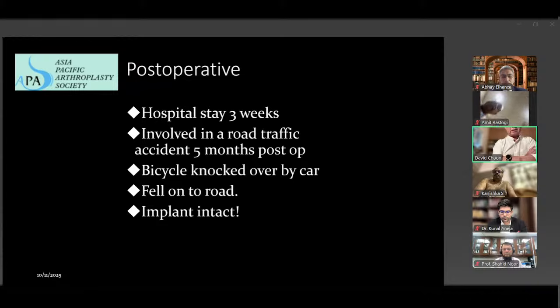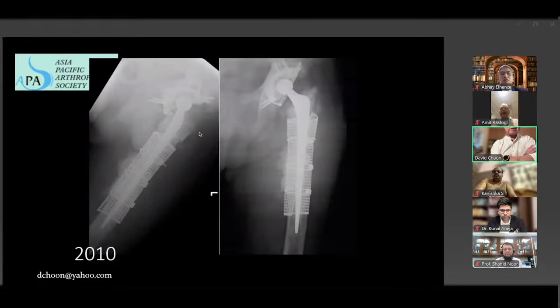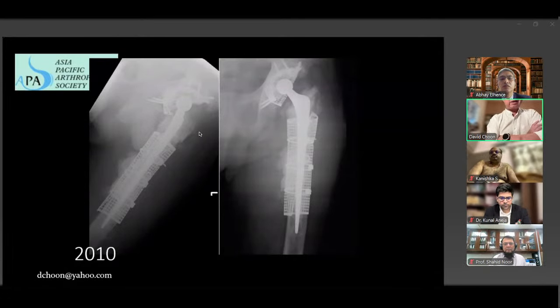remained intact. And I'm going to show you soon, I hope, the post-op X-ray, which is here. You can see that there's excellent bone incorporation. That implant is as stable as it's ever going to be, and it's never given us any more trouble since 2010.